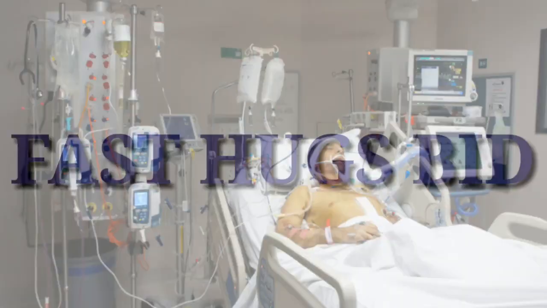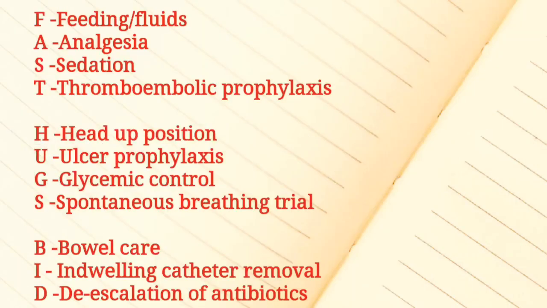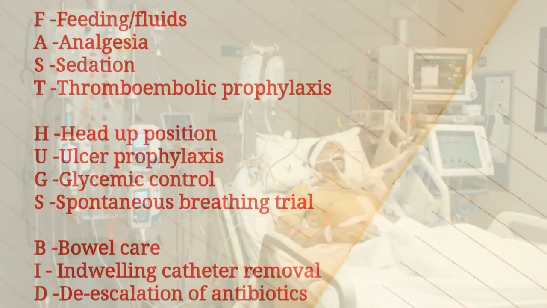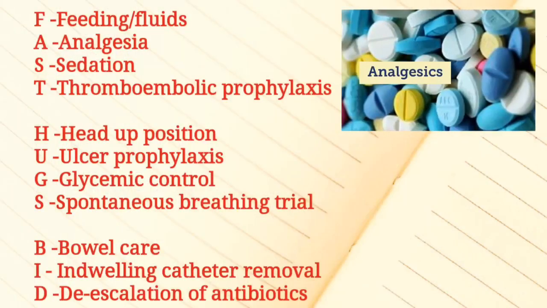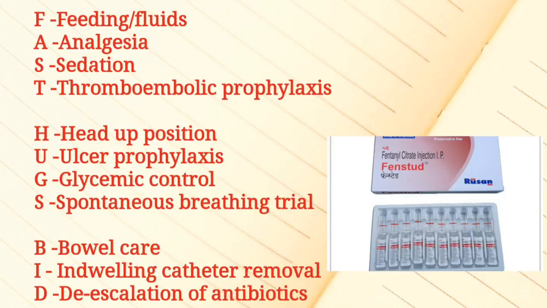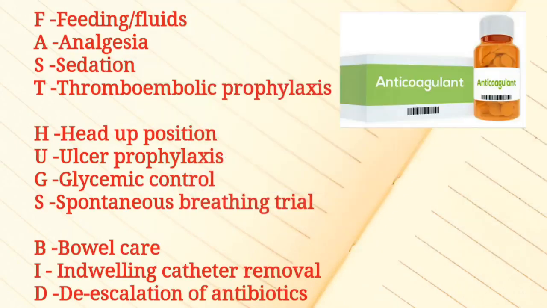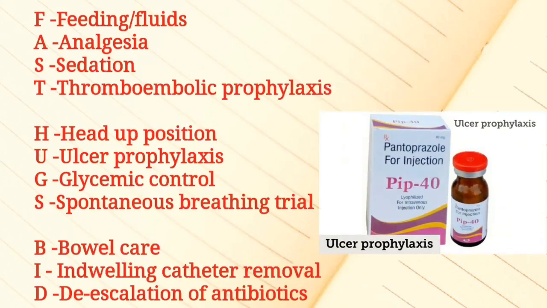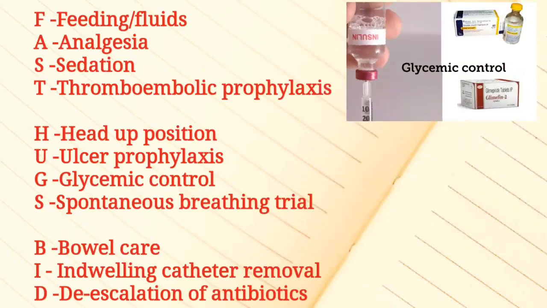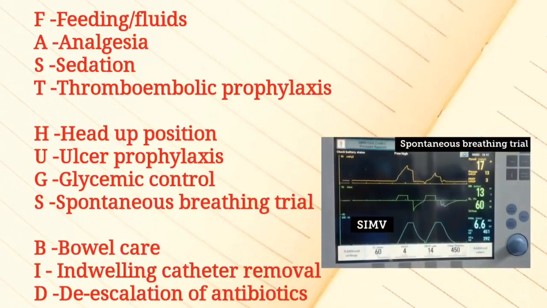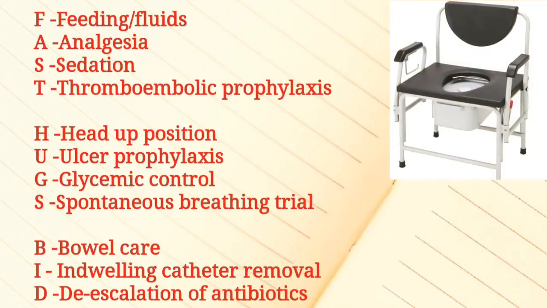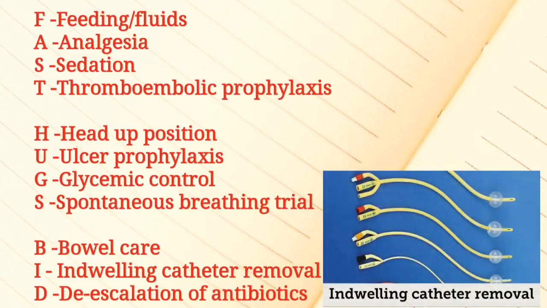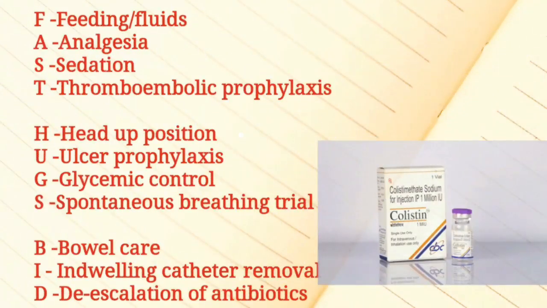Now let's see what FAST HUGS BID stands for. The F in FAST HUGS BID stands for feeding and IV fluids, A for analgesia, S for sedation, T for thromboembolic prophylaxis, H for head of bed elevation, U for ulcer prophylaxis, G for glycemic control, S for spontaneous breathing trial, B for bowel care, I for indwelling catheter removal, D for de-escalation of antibiotics.